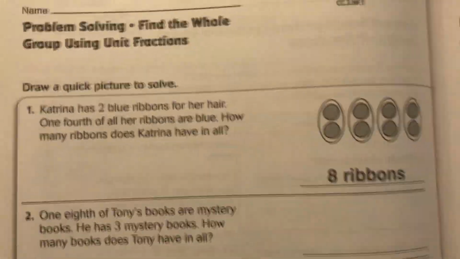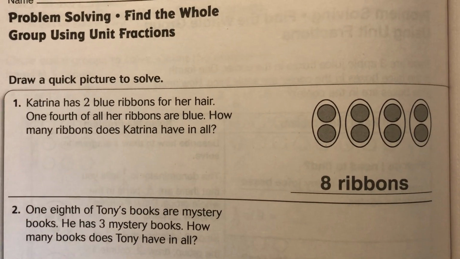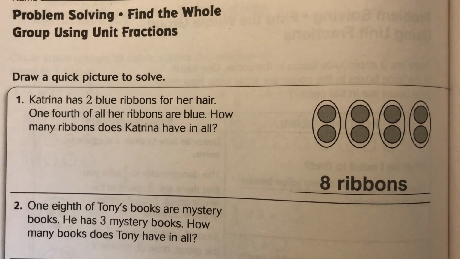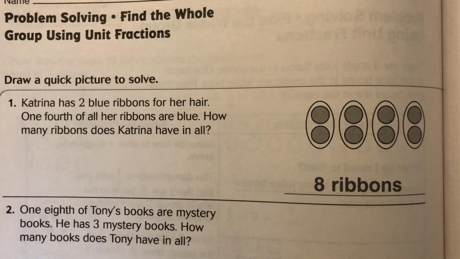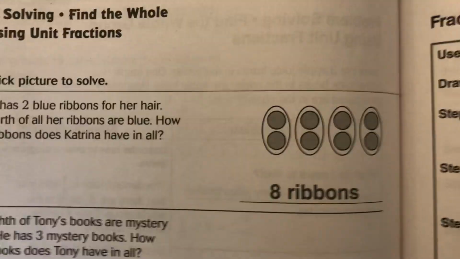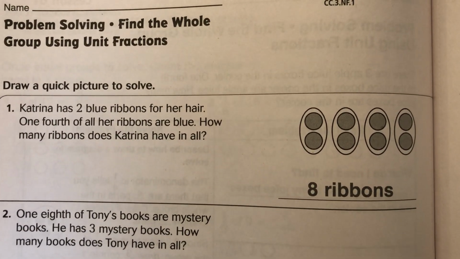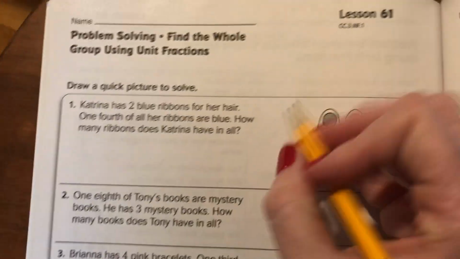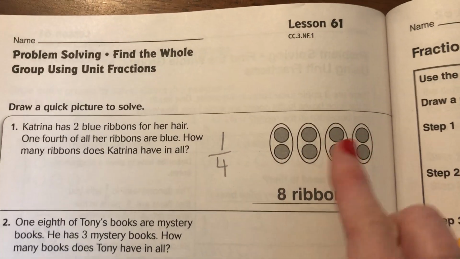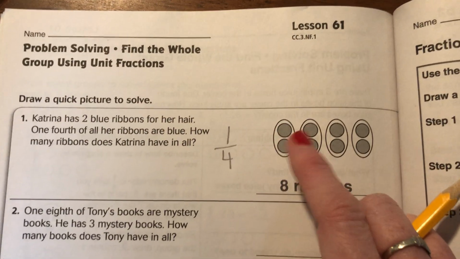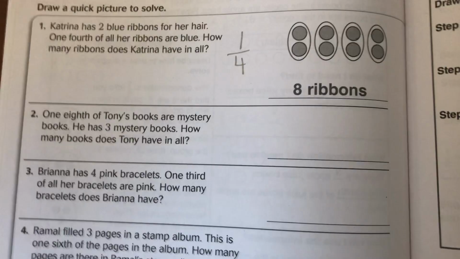All right, same idea on this page. Draw a quick picture to solve. Katrina has 2 blue ribbons for her hair. 1/4 of her ribbons are blue. How many ribbons does Katrina have in all? So again, she has 2 blue ribbons and 1/4. 1/4 written as a fraction, the denominator is 4. 1, 2, 3, 4 groups. And there are 2 blue ribbons in each group. If we add them up, 2, 4, 6, 8, there are 8 ribbons.